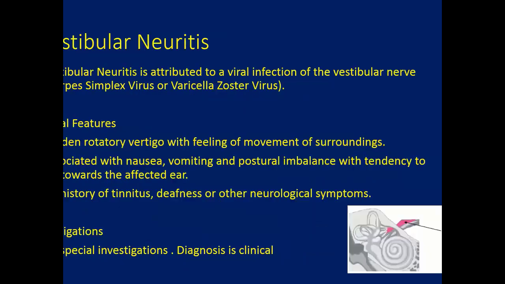So vestibular neuritis: you can see in the picture, the superior vestibular nerve is inflamed. The red color is the superior vestibular nerve. They go to accident and emergency with severe vertigo and vomiting. It's due to a viral infection. So what do we see? Severe rotatory vertigo with movement of surroundings, nausea, vomiting, and there is no history of tinnitus or deafness. So remember, in neuritis the cochlea is normal, so they don't have deafness. No special investigation. Diagnosis is clinical.